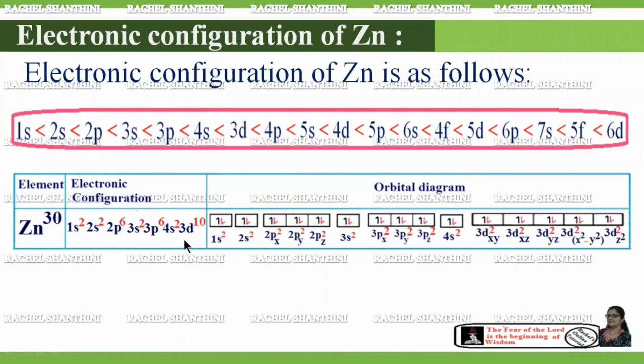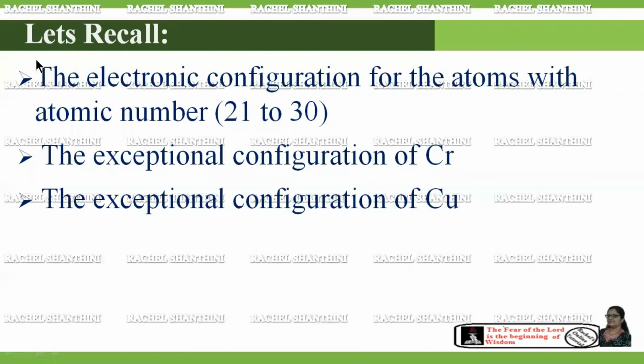So this is the electronic configuration of zinc. It follows the same pattern as that of scandium, titanium, and vanadium. So 1s2, 2s2, 2p6, 3s2, 3p6, 4s2, and 3d10. Students, let's recall all the topics that we have discussed in this session. In this session, we have discussed the electronic configuration for the atoms with atomic number from 21 to 30. And we have discussed the exceptional configuration of chromium and the exceptional configuration of copper.